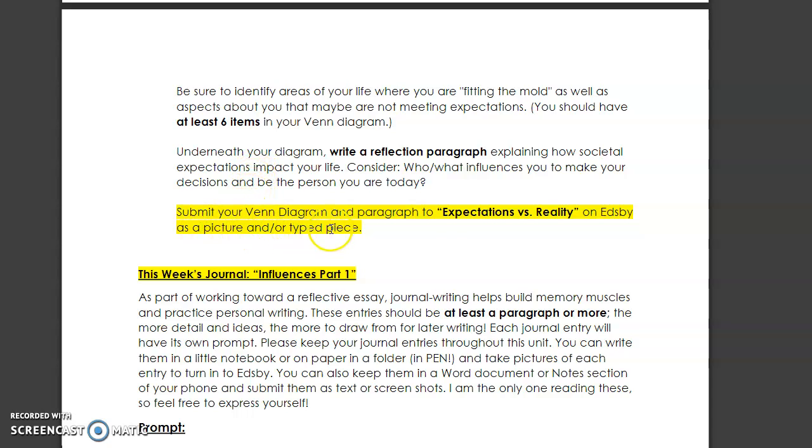So we're going to be submitting the Venn diagram and paragraph to this submission titled Expectations versus Reality on Edsby. If you want to draw out your Venn diagram on paper, you can just snap a picture of it and upload that. You can write your paragraph right underneath it, or you can type up your paragraph. If you want to make some sort of typed version of your diagram instead of doing the circles, you can do that too, just as long as I can tell which is the society side and which is the you side. So that is our second assignment.